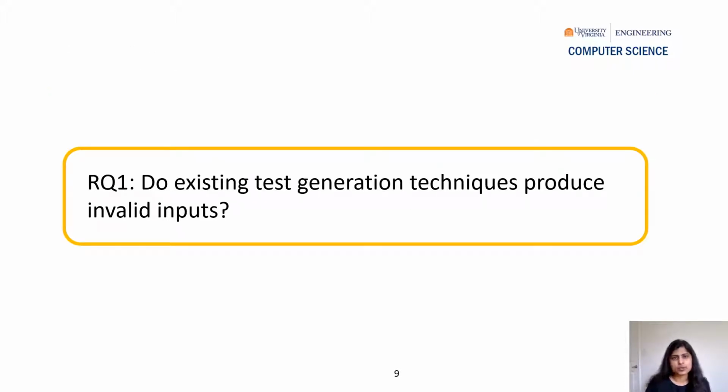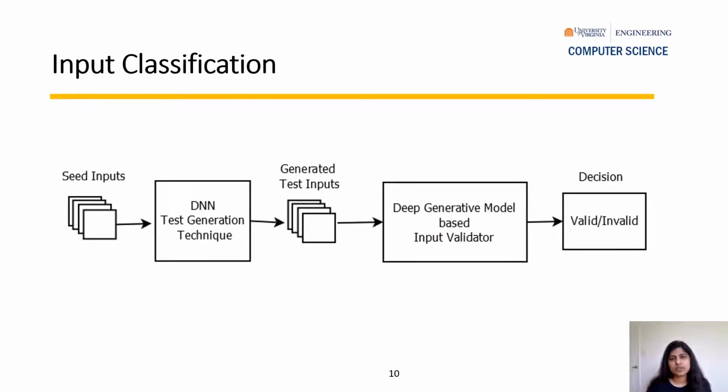The first research question that we studied is whether existing test generation techniques produce invalid inputs. This diagram presents the input validation logic that we use to classify the inputs generated by the DNN testing techniques as valid or invalid. The generated tests are validated by a deep generative model-based input validator, which classifies the test inputs as valid or invalid. That is, whether the test inputs follow the distribution of the training data or they are out of distribution inputs.